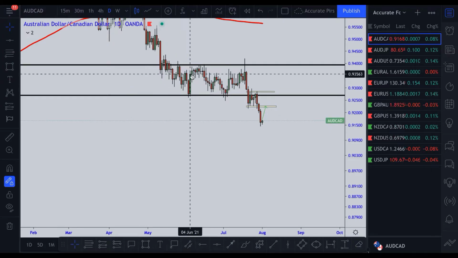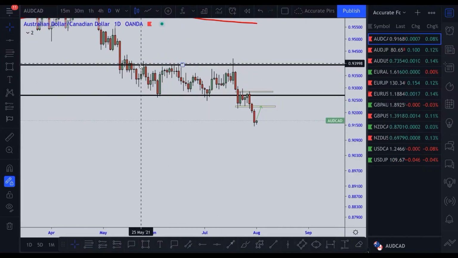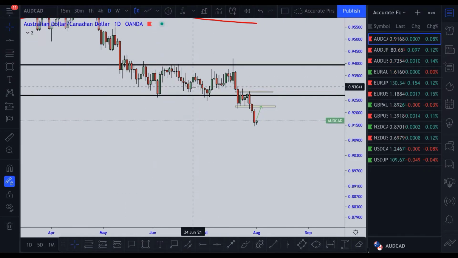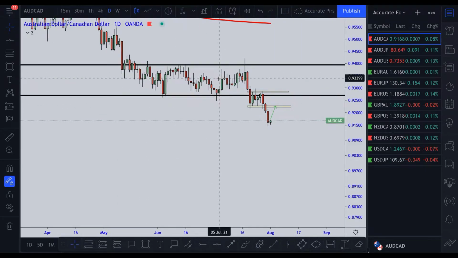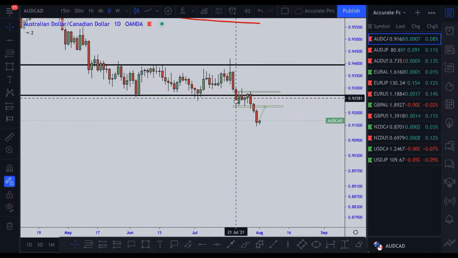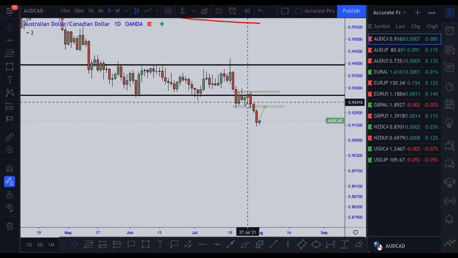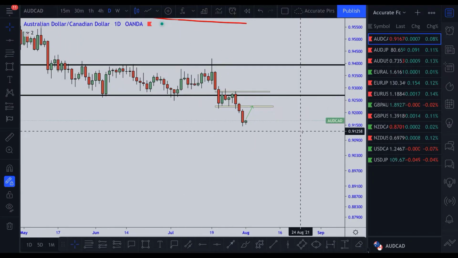As you can see, this area right here, the market was in this range for quite a few weeks back in May. And as you can see, we've had the break towards the downside. So I'm expecting this trend to continue. Like I said, we're in a bearish trend with AUDCAD. So let me move on to AUDJPY.